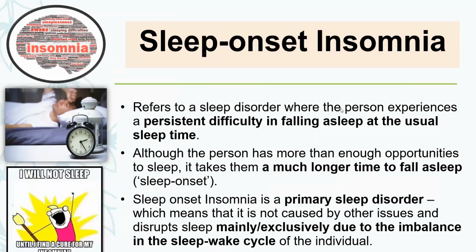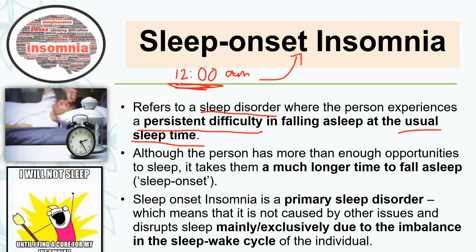So sleep onset insomnia, as the name suggests, and as we already probably know just from our general knowledge, is a sleep disorder. Okay, it does impact your daily functioning, and it's because the person experiences a persistent or continued or constant difficulty to fall asleep at the usual time. So if your usual sleep time is, let's say, 12 a.m., and you can't fall asleep at 12 a.m., and that happens over a period of time, according to the criteria that we're going to look at, then you might be diagnosed with sleep onset insomnia.